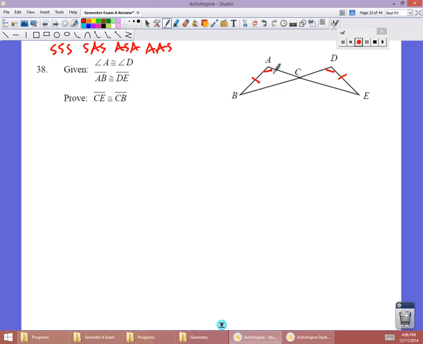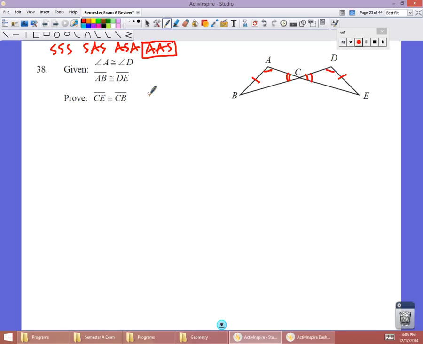When we take a look, what other piece of information do we have? Sometimes we might have the reflexive property, where the same side or same angle is congruent to itself. In this case, another thing to look for are vertical angles. Because we have two lines that intersect, we do have vertical angles. So these two angles are congruent, making this an angle, angle, side triangle congruence. That's ultimately what we're trying to prove.